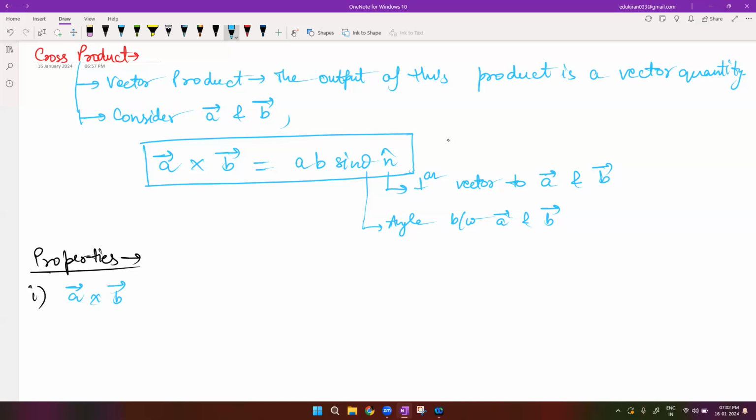A cross B can be written as minus times B cross A. This is the first one. And second is that A cross B is a vector which is perpendicular to A.